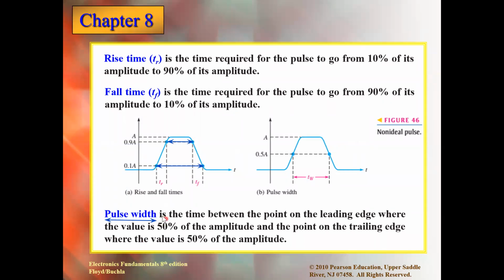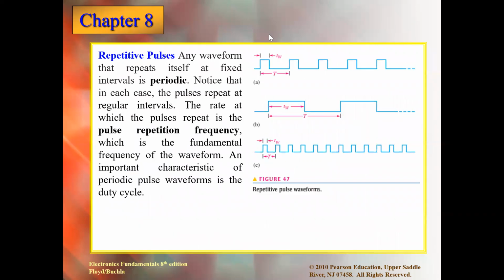So the rule is, the pulse width is the time between the point on the leading edge where the value is 50% of the amplitude and the point on the trailing edge where the value is 50% of the amplitude. Means that we should measure when the amplitude is 50%. This is the 0.5A. So at that point, we will be measuring the pulse width. This is called TW. So here are some definitions which we discussed: rise time, fall time, and pulse width for the non-ideal pulses.